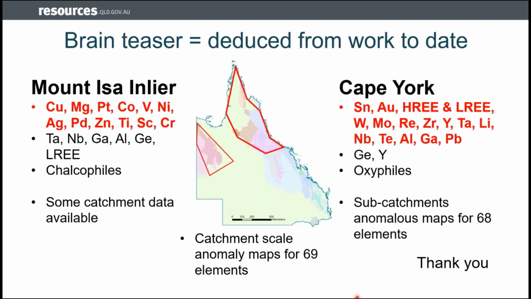So to sum it up, this is a teaser again for you to think about. This is over the years of work that we've done. These are the endowed elements in Mount Isa, and these are the endowed elements for the Cape York area. Look at these elements and try and figure out what grain size for these different elements, what analytical methods for these different elements, and figure out how many size fractions and how many analytical methods are required if you want to capture all the chemistry in Cape York or all the chemistry in the Mount Isa region. With that, I'll leave this puzzle to you, and thank you.